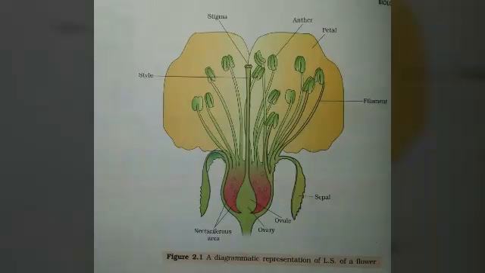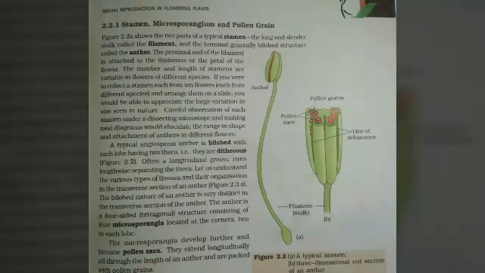Stamen is a male reproductive part. It contains two parts, like anther and the filament. Anther is a swollen part which is present at the tip of the filament, and filament is a tubular structure which holds the anther. Each anther has two lobes, so it is called a bilobed structure, and each lobe has two theca, so it is called dithecous.